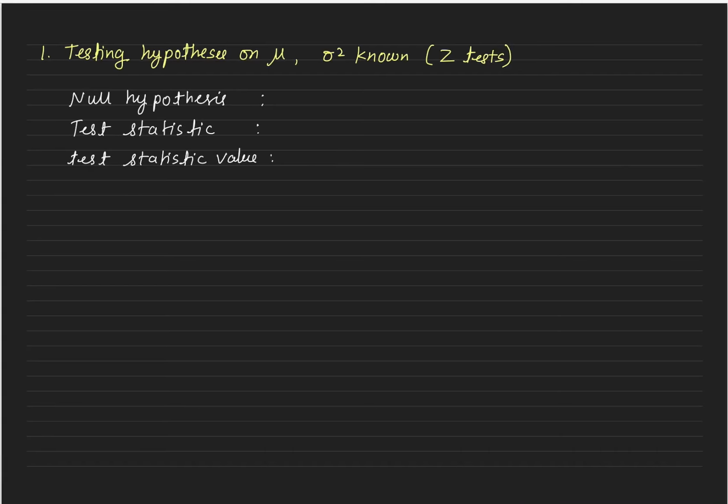Next, we consider different cases and we see how to identify this test statistic, how to find this test statistical value and how to make a decision. Okay, testing hypothesis on mean when variance is known. We use a z-test. In this case, we assume that n is greater than 40, or population is normally distributed.